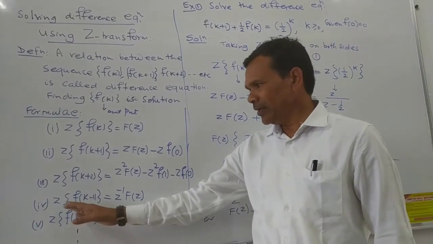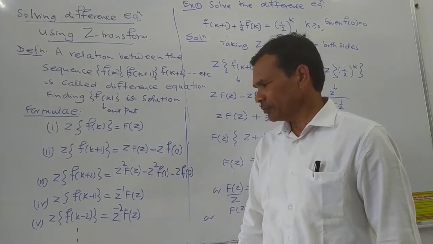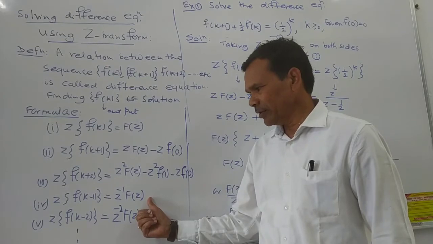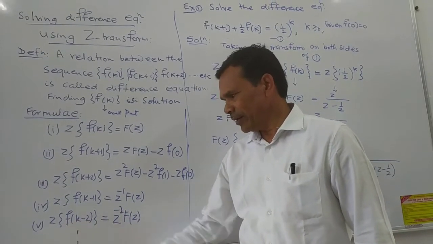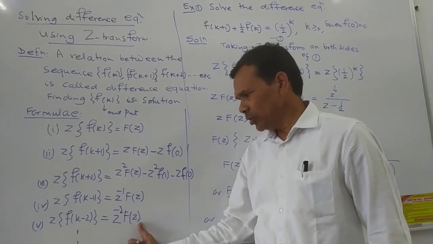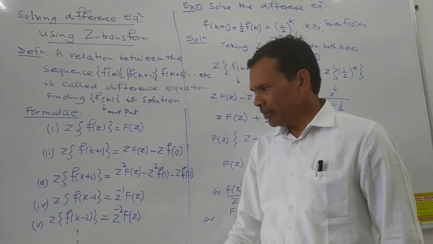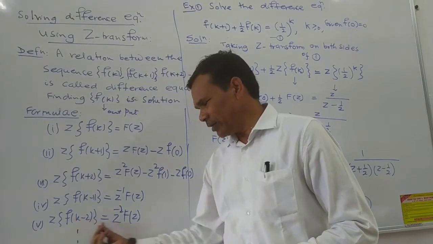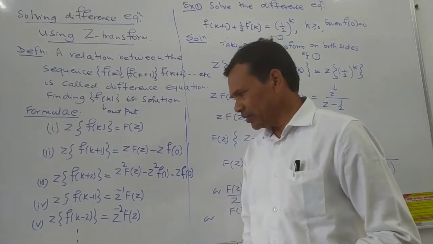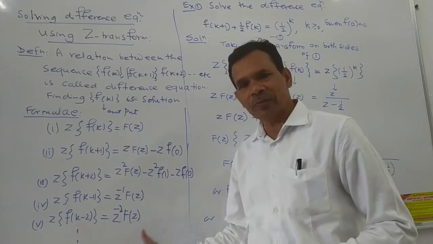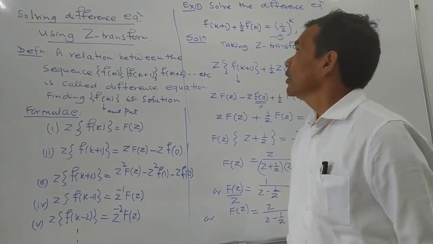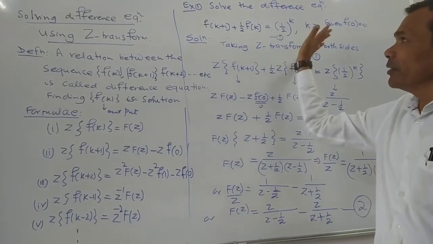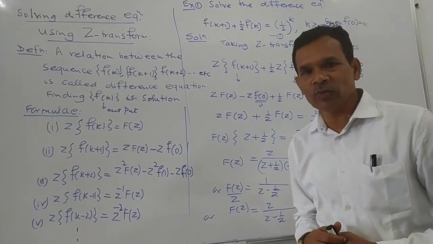The next formula is Z transform of f of k minus 1. It is Z raised to minus 1 f of z. Similarly, Z transform of f of k minus 2 is Z raised to minus 2 f of z. Similarly, if Z transform of f of k minus 3 is required, then naturally it is Z raised to minus 3 f of z for the causal sequence. Now let us see how to solve the difference equation using Z transform.